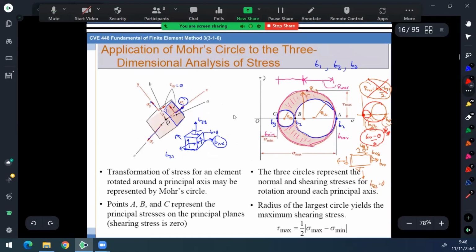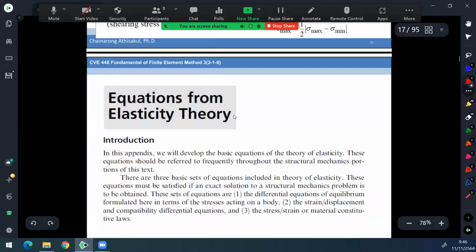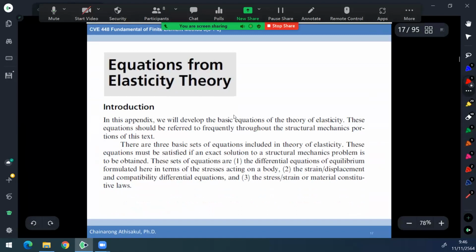Okay, before we move to the elastic equations from elasticity theory, we may have to stop and review a little bit for this case.